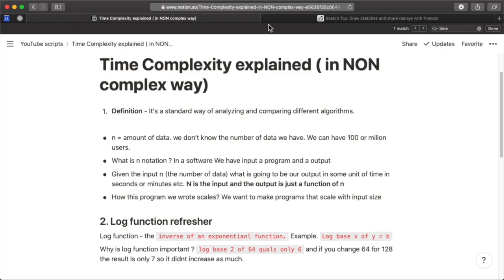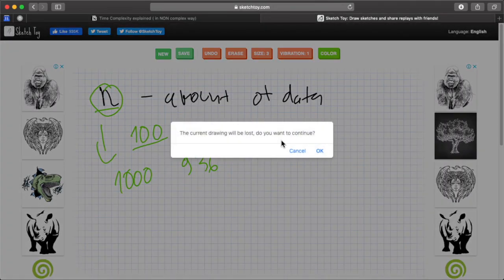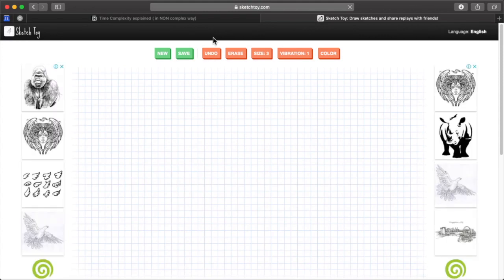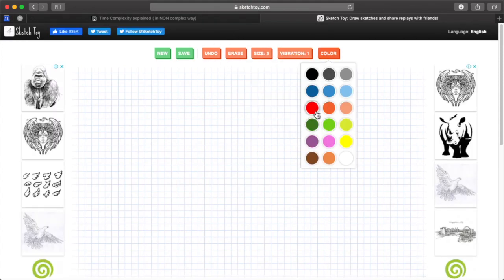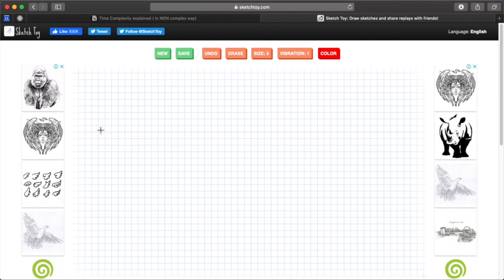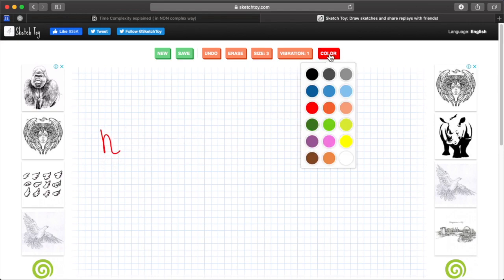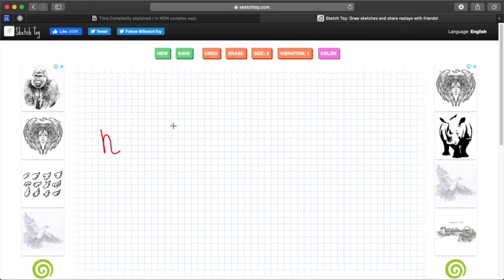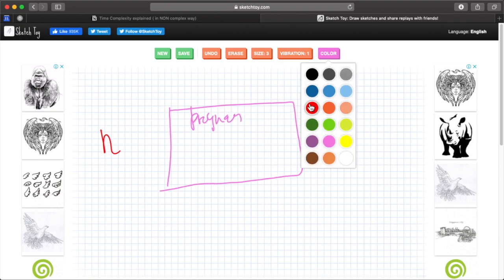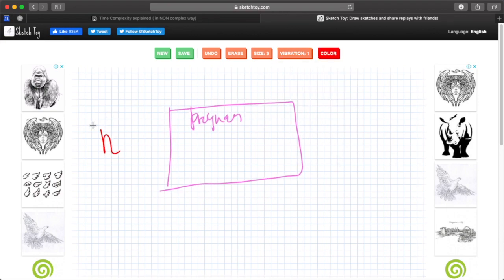So what is n notation? Let me draw. In order to explain this concept, I need to draw you a picture, somewhat of a picture. And I want to use different colors. So here we have, let me just draw this box which represents a program.